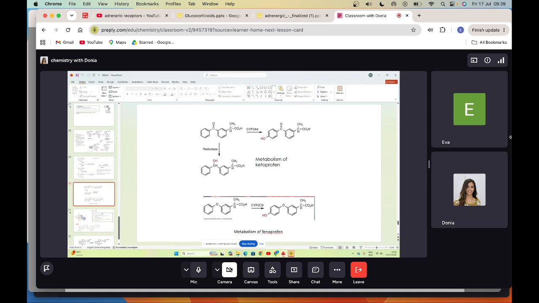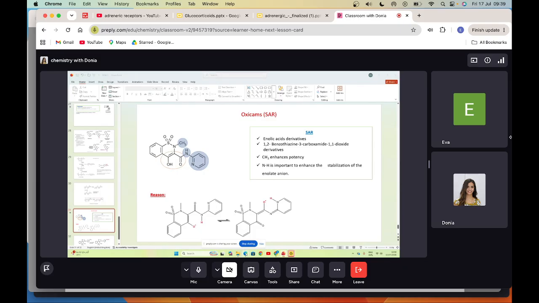Another example is fenoprofen. Again, it's an aryl propionic acid, aromatic ring, carbon COOH and CH3 on the carbon, the same as ketoprofen. What type of metabolism will take place? Here, only oxidation will take place. No reduction because we don't have a ketone here. It's an ether. Is it clear? Okay, great.